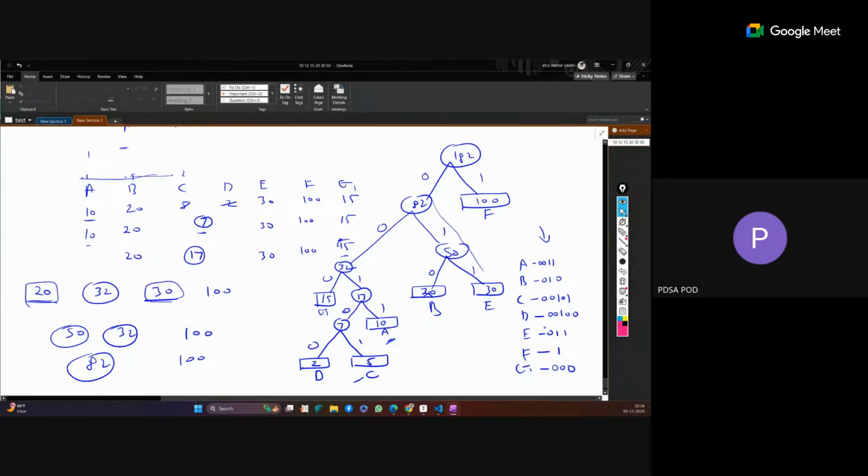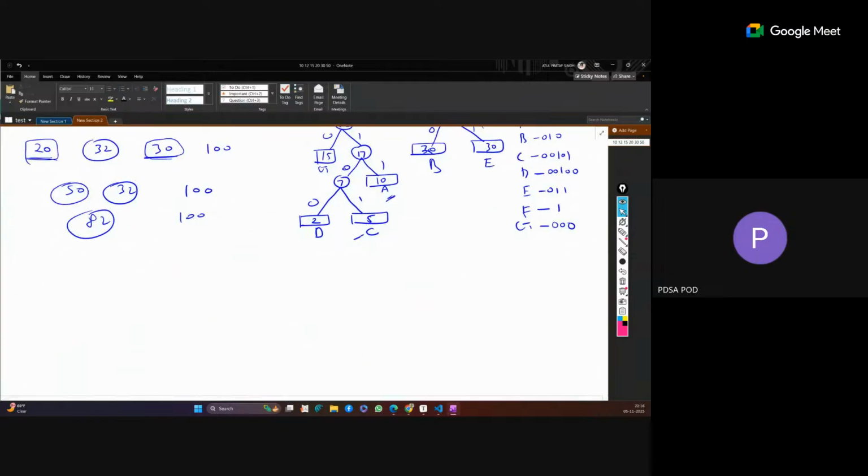So in this way, after that, questions will be based on this information, so you can figure it out. So this is the Huffman tree and Huffman codes. This is the last topic of week 7. If you have any doubt, you can ask. Any query?